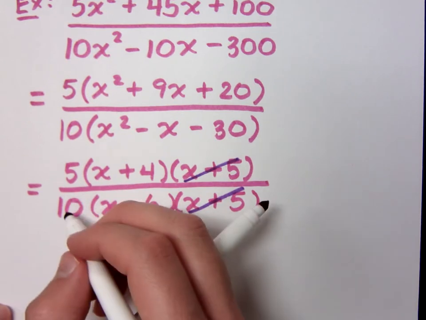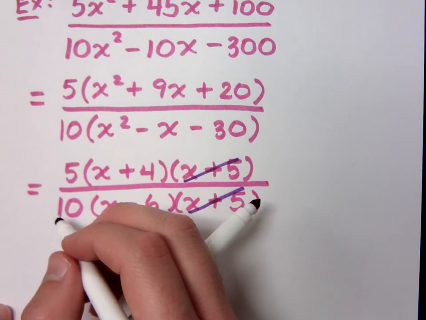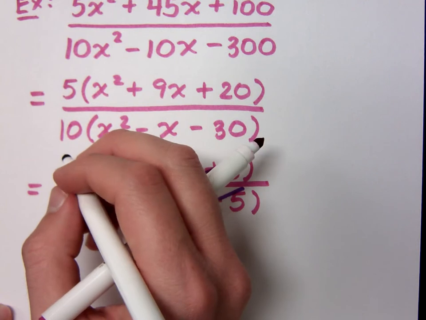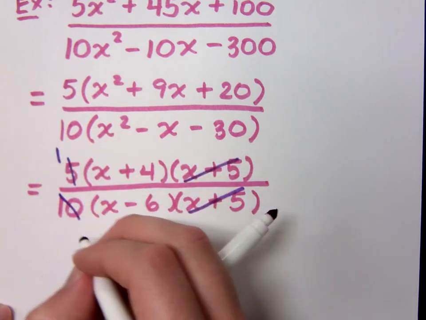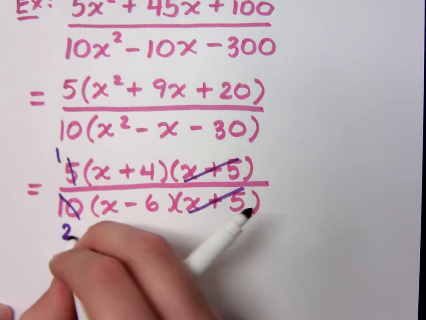The 5 and 10 can simplify and reduce, right? What's their common factor? 5. 5 goes into these. 5 goes in here one time. How many times does 5 go into 10? Twice.